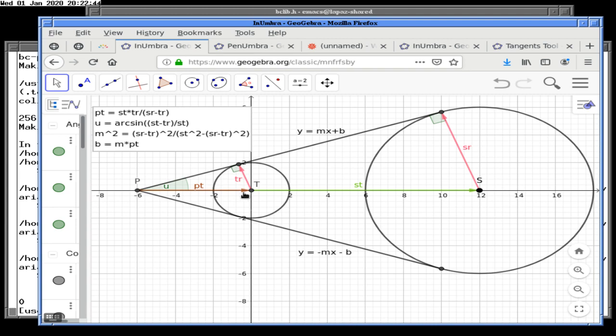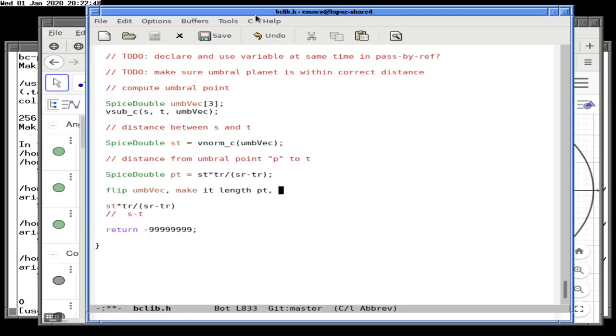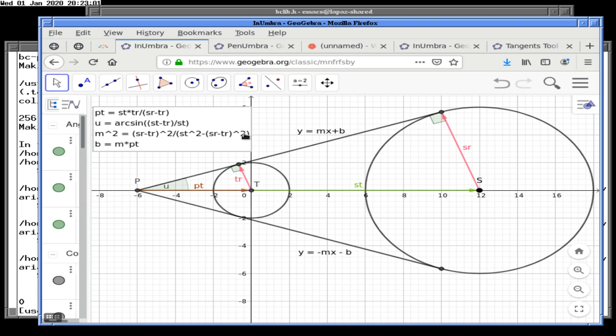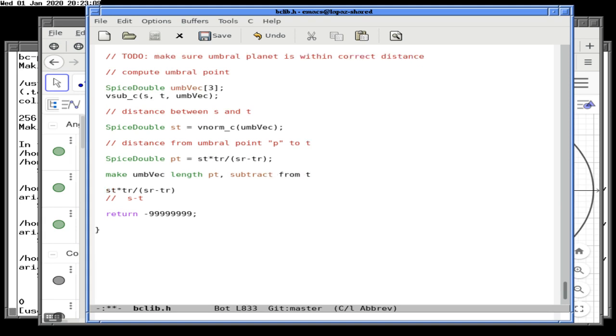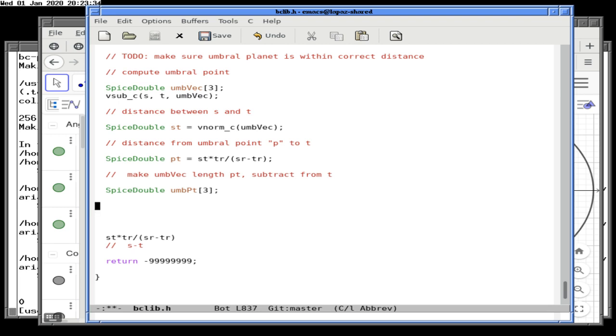And then, I can actually leave it in the same direction. I'm going to have to flip it because I can just do vsub. Okay. So make umvec length PT. It'll be this vector, and subtract from T. And I think we are going to need another point for this, but I'm going to do a little bit of, yes, this is just a comment. I definitely want to have a value for umbral point. There are ways to do this using the CSPICE libraries, but this is actually not that hard to do, because really this is a very simple transformation.